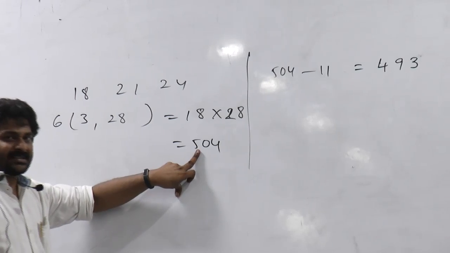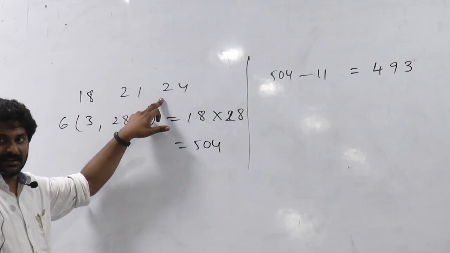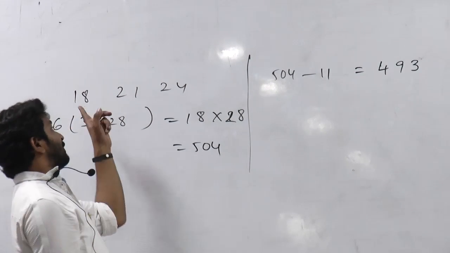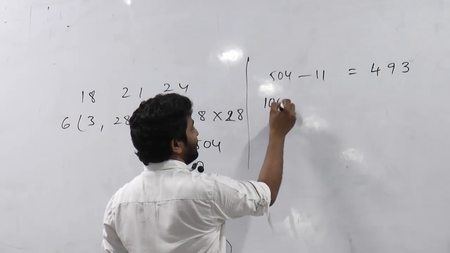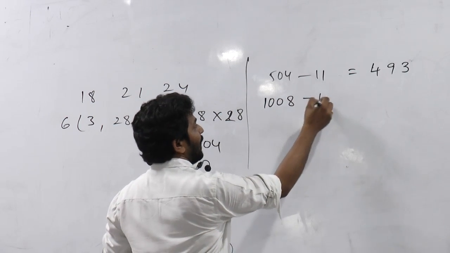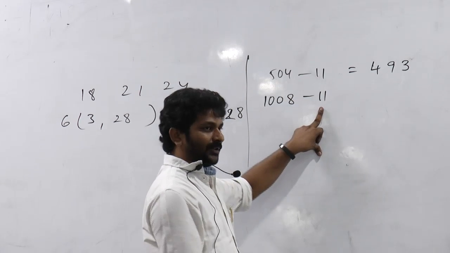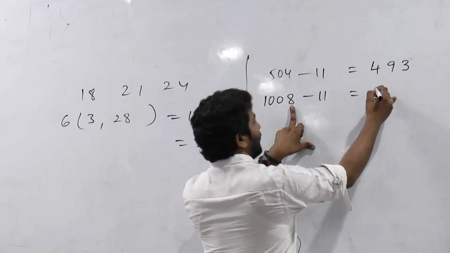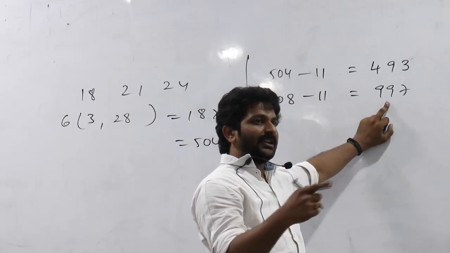So 504 is the least number divisible by 18, 21, 24 exactly. What is the next number which is exactly divisible by 18, 21, 24? 1008. And you are expecting different remainders, so you need to subtract the common difference, 11, from this number. 997. Just need to verify whether this is a 23 multiple or not.